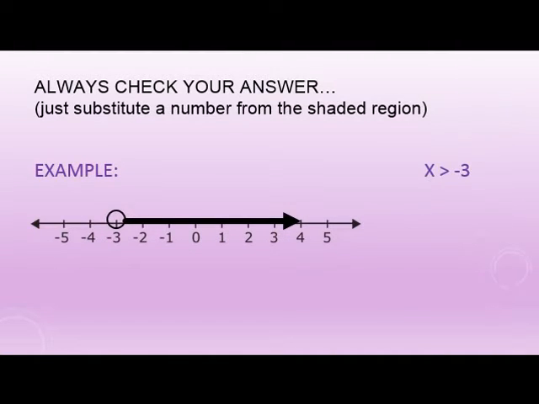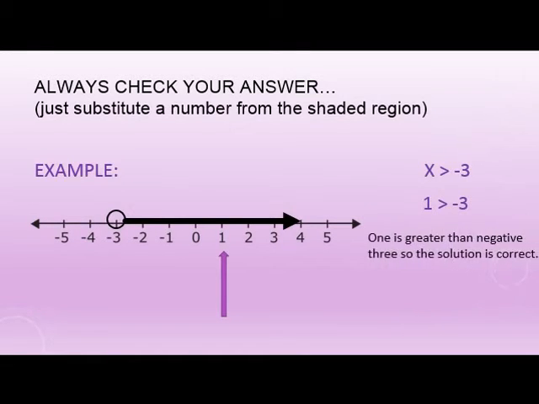We always want to check our answers. All you need to do is substitute a number from the shaded region. In this case, I'll choose the number 1. If I substitute 1 in for x into the original equation, I can check my answer. 1 is greater than negative 3, so I know my shaded region on my graph is correct.